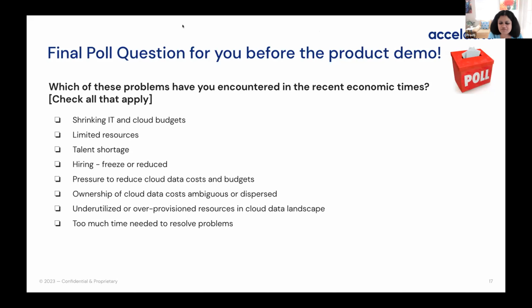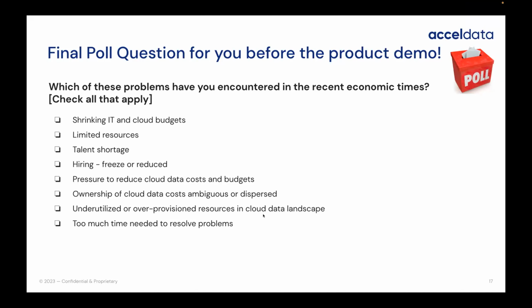And choice 5 is pressure to reduce cloud data costs and budgets, in case that applies to you. It looks like a few people are saying that definitely applies to them, so that's good. We will close the poll in 3, 2, 1. Actually, I see a few more people coming in, so I will keep it open a couple more times. Okay, we'll close it in 3, 2, 1.